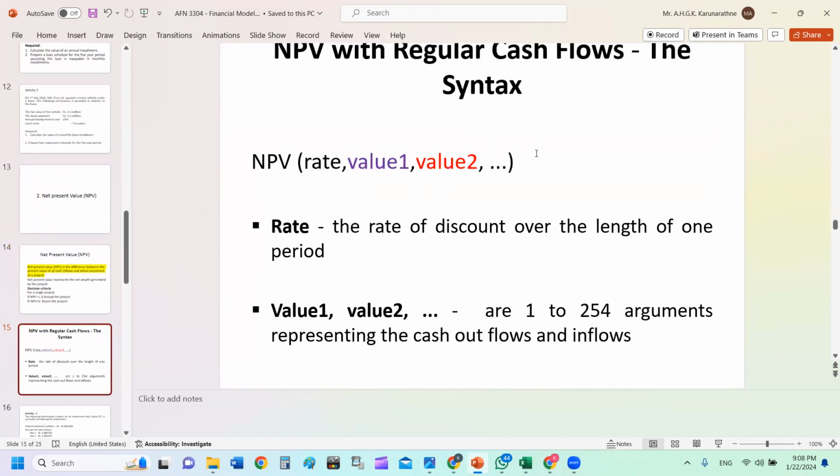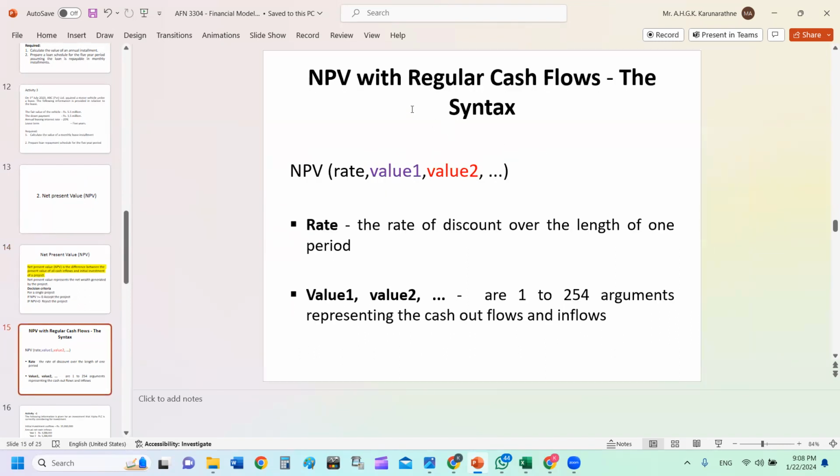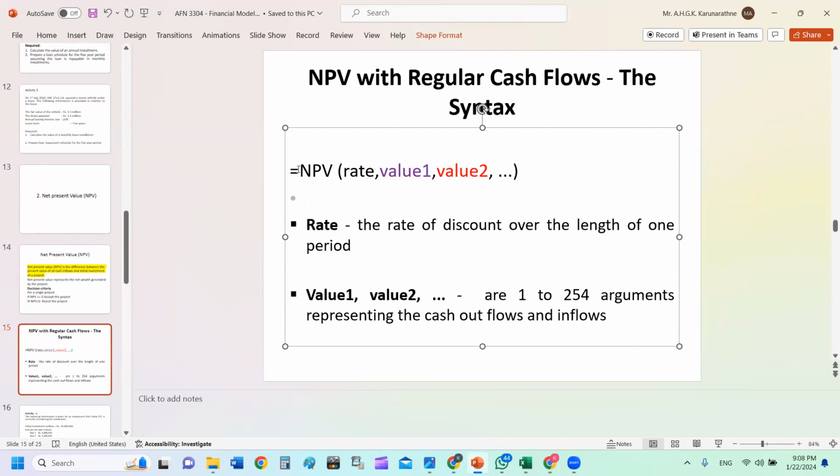So we'll move on to our Excel approach. For NPV calculation, this is the syntax. You use a formula: type the equal sign, just to say that you are writing a formula, then type NPV. Then Excel knows you are going to compute NPV for a given cash flow. Once you type this, it requires the rate. The rate is the company's cost of capital, or project cost of capital, in most cases the company's weighted average cost of capital. You know the weighted average cost of capital.